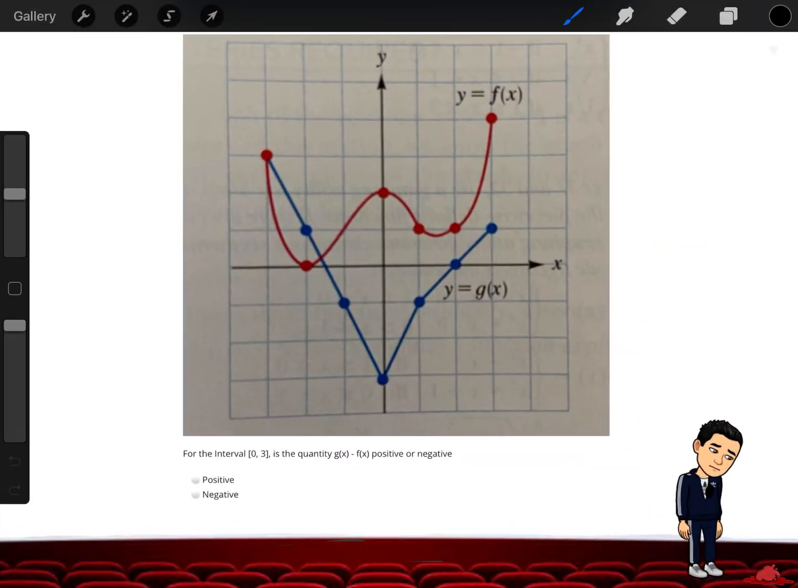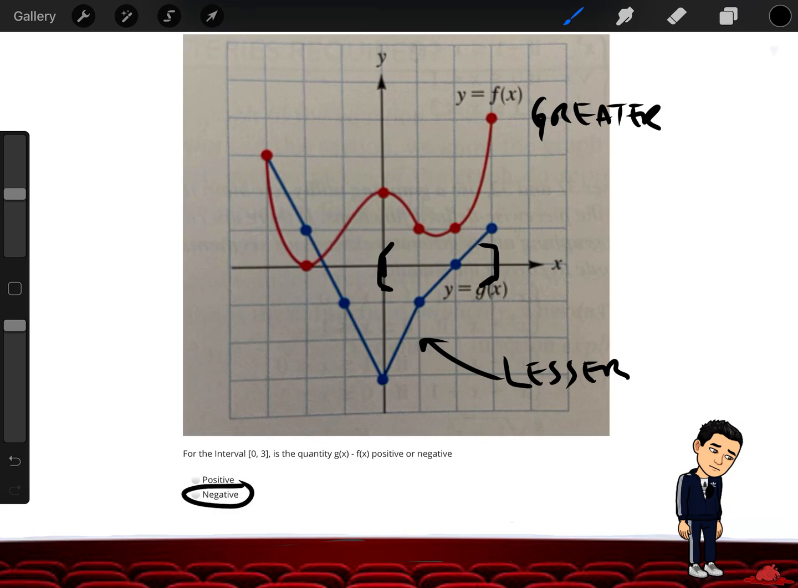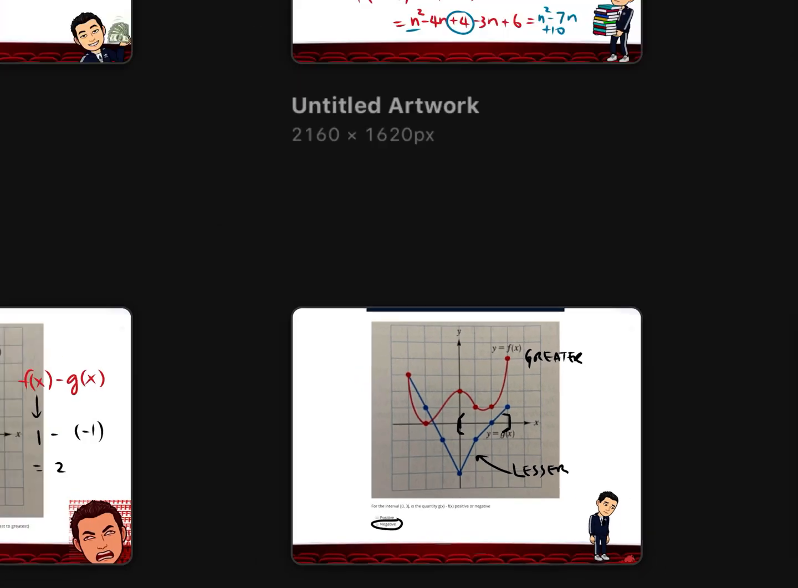Okay, so this last one is for the interval 0, comma 3. This is the interval I'm talking about, 0, comma 3. Okay, so g of x is the lesser number, and f of x is the greater number. So when the lesser number is subtracting a greater number, it has to be negative. Okay, that's it.